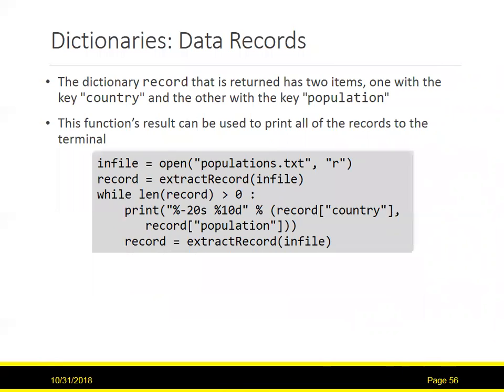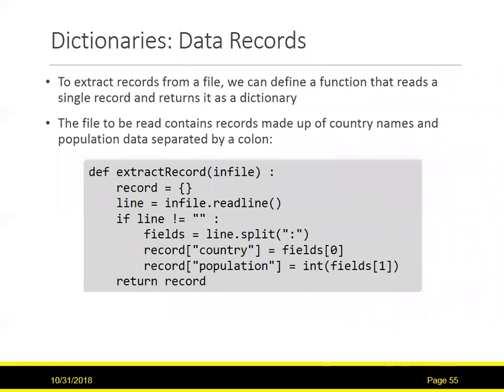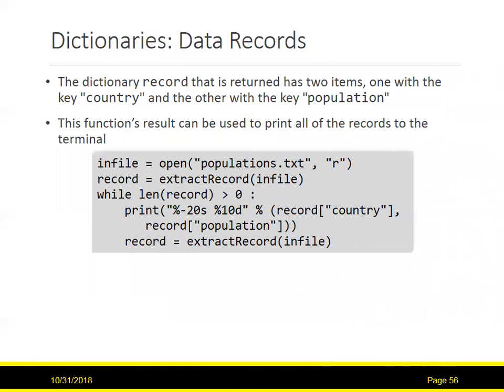This is just part of the code. Okay, here's the rest of the code. As you can see, this one's called extract record. It takes in a file and it just does one read line. Here, we're calling that extract record function multiple times until we get nothing back from what it returned, so until it no longer finds a country and a population.